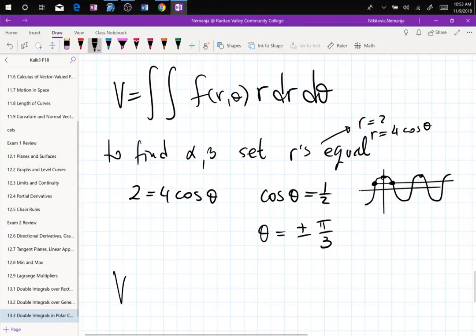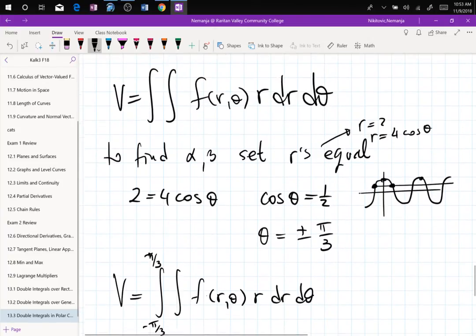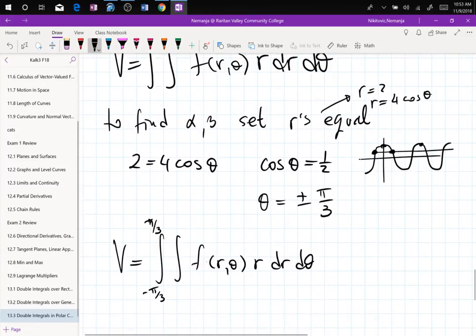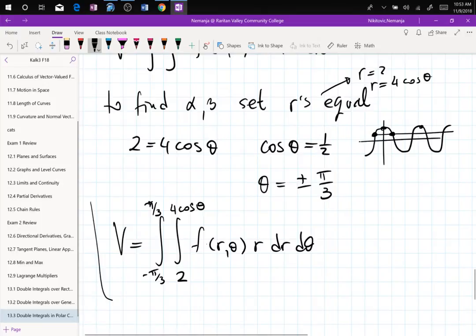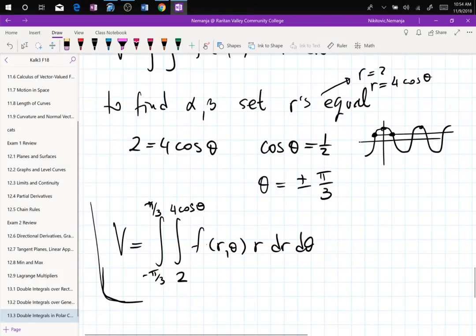So I have that the volume is going to be the integral from negative pi over 3 to positive pi over 3 of F of r, theta, r d theta, and limits for r: the inner r is 2 and the outer r is 4 cosine theta. And that's it. Can't compute because I don't have the function. But that's the answer.